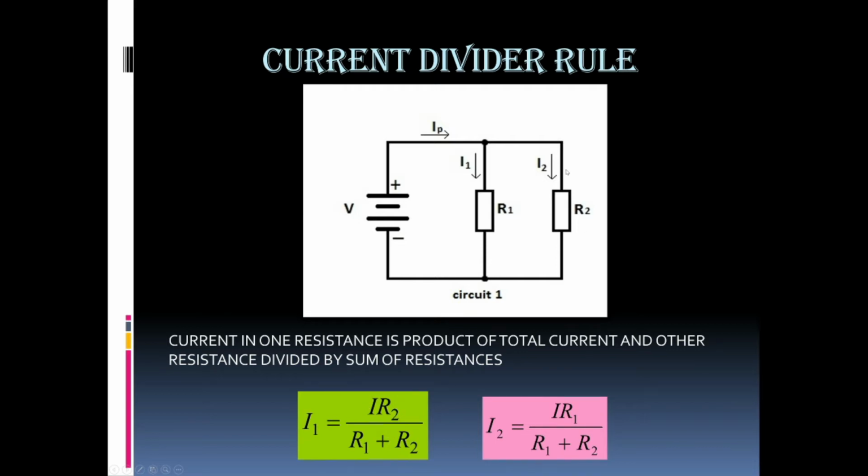And if you have to find the current in this branch, across resistance R2, that is I2, then it would be the same: the total current and then the resistance of the other branch. For this, the resistance of the other branch would be R1. So it is I into R1 divided by the sum of resistances, R1 plus R2.